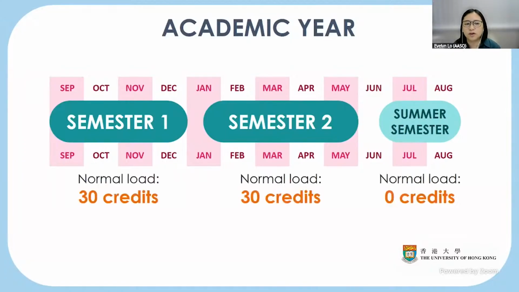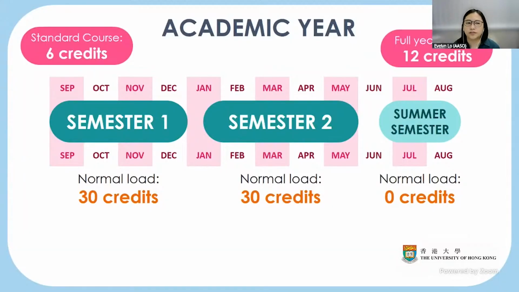So the normal study load is 30 credits. So what are credits? Well, credits are basically a representation of the study load, how much work you have to do for a course. So a standard course is usually 6 credits, and a full-year course would be 12 credits. Now there are some micro-credential courses that will be 3 credits. It means that the study load of those courses would be half of a standard course. And so in a normal semester, you do 30 credits, meaning 5 standard courses.